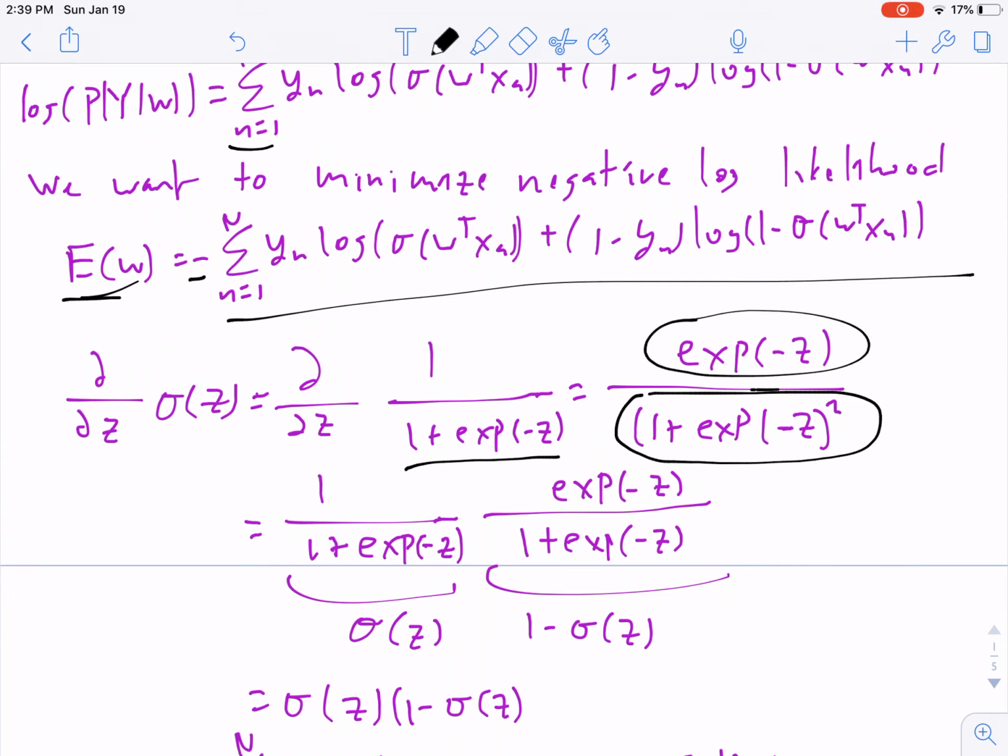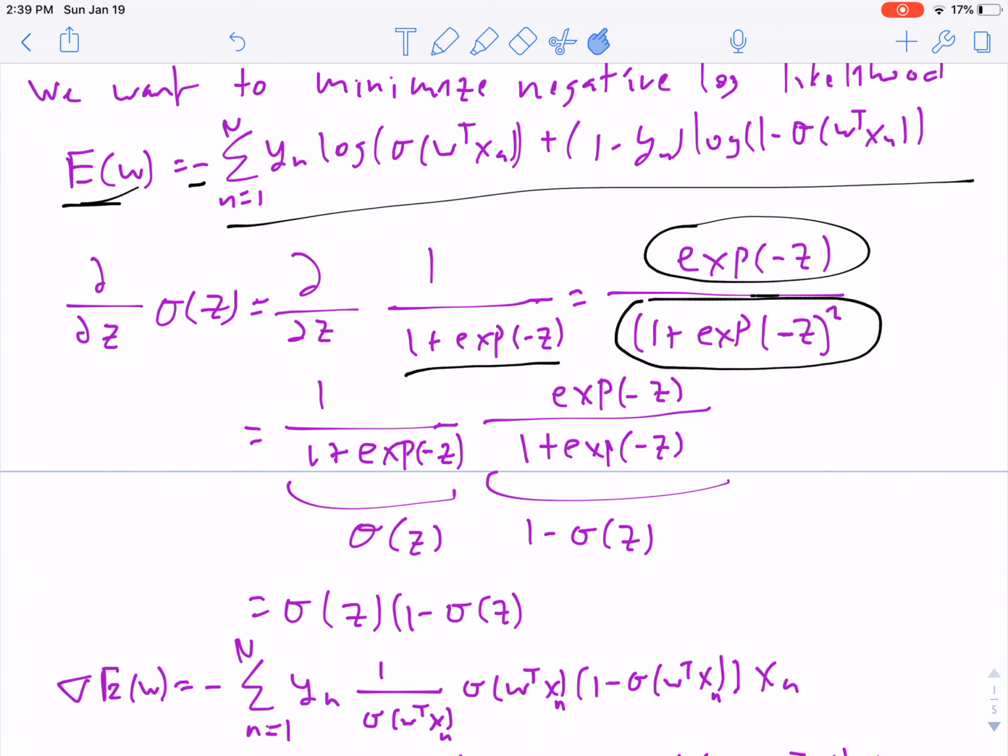And then we can just separate this out into two terms that we multiply together, and the first term is just the sigmoid function, and the second term is 1 minus the sigmoid function, right? Because 1 is 1 plus e to the negative z over 1 plus e to the negative z, and then we subtract the sigmoid function, so we subtract 1 from the top, and then we just get e to the negative z over 1 plus e to the negative z. So we see that the derivative of the sigmoid function is just the sigmoid function times 1 minus the sigmoid function. And so now we're ready to take the gradient of the entire thing.